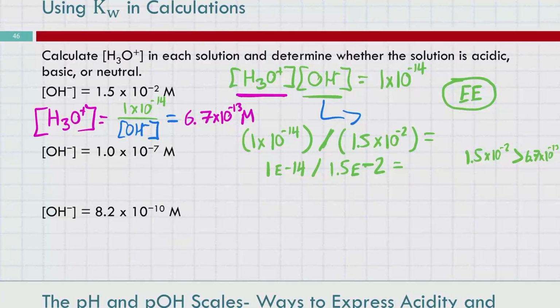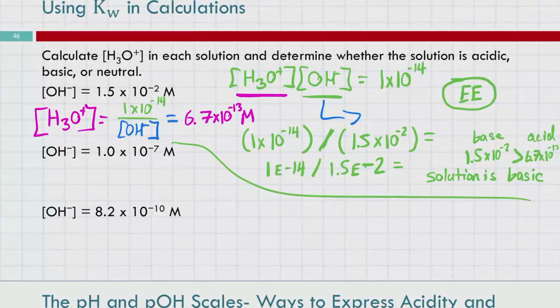Why is this important? We're supposed to determine if the solution is acidic, basic, or neutral. This 1.5 times 10 to the minus 2 is our amount of hydroxide. It's bigger than the amount of acid that we have, so we've got more base than acid. That makes our solution basic. So our first solution is basic.